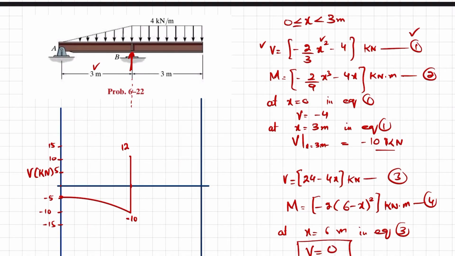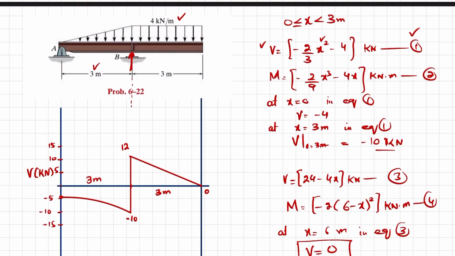So the shear force at this point is 0, and since the load is a constant load, the shear force will be a first degree line. The load is downwards, so the slope will be decreasing and it will be a straight line. So this is your shear force diagram. This is 0. This distance is 3 meter and this is also 3 meter.